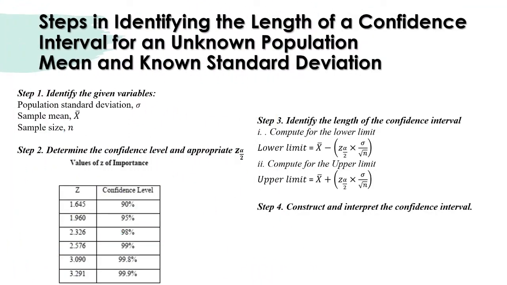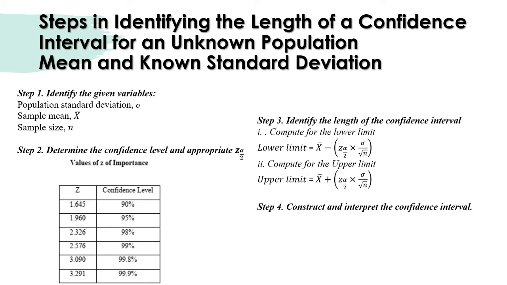Let's have the steps in identifying the length of confidence interval for unknown population mean and known standard deviation. Step 1. Identifying the given variable. That is, the population standard deviation or sigma, the sample mean or the x bar, and the sample size, that is n. Step 2. Determine the confidence level and appropriate z sub alpha half using the values of z of importance.